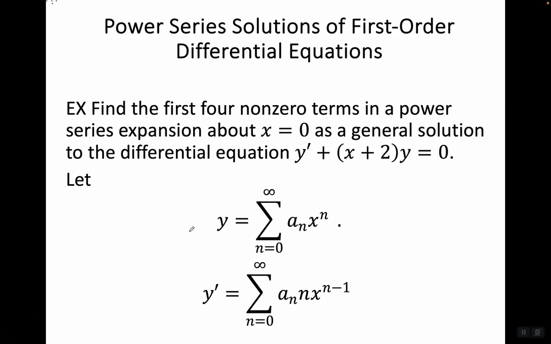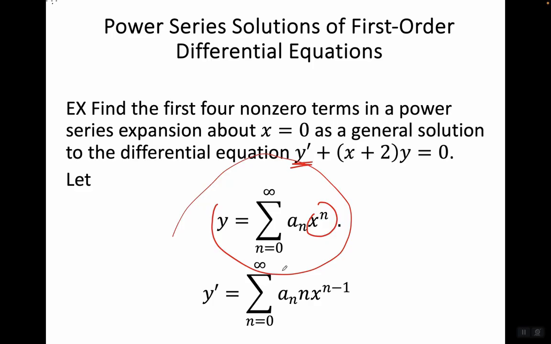Well, if we want a power series solution, let y equal the power series. So y is the sum as n goes from 0 to infinity of a sub n, x to the n. Notice we're expanding about x equals 0, so it's not x minus 2 to the n or x minus 5 to the n, it's just x to the n. And this differential equation also has a y prime in it, so we need to find a series for y prime. Let's just take the derivative of both sides.